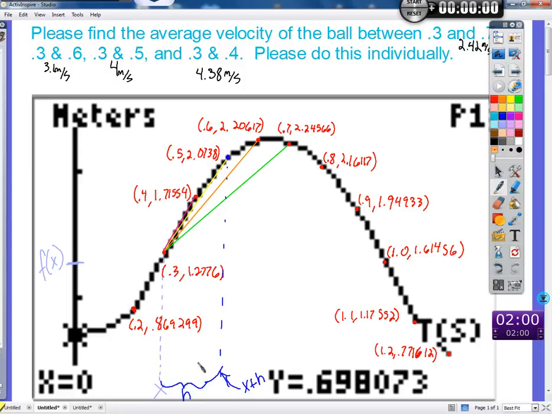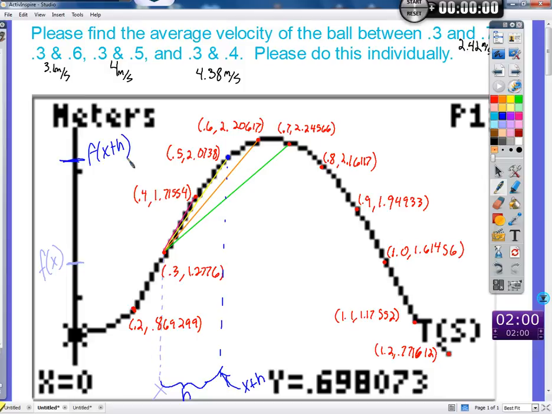We could say 0.3 plus 0.2 gets us to 0.5, right? So specifically, h would be 0.2 here. This would be 0.3, and this would be 0.5. I should have done different colors. So what would this be? F of x plus h. Okay.